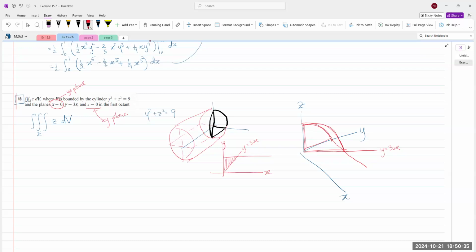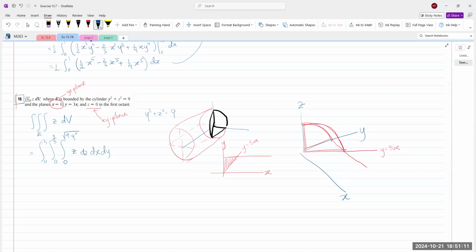Okay, so if we set it up, how will we do that? I think I will integrate from 0 to 3 for the dy, and as for the dx, that will be from 0 to y over 3, and as for the z, that will be from 0 to positive square root of 9 minus y squared. You know what? I don't like this.